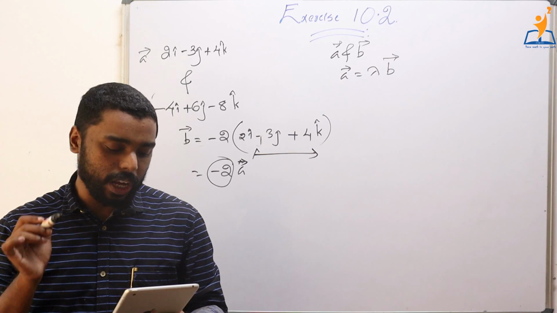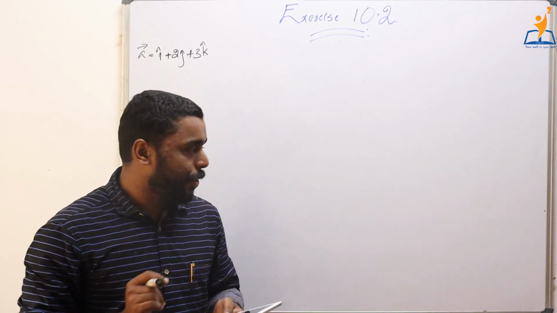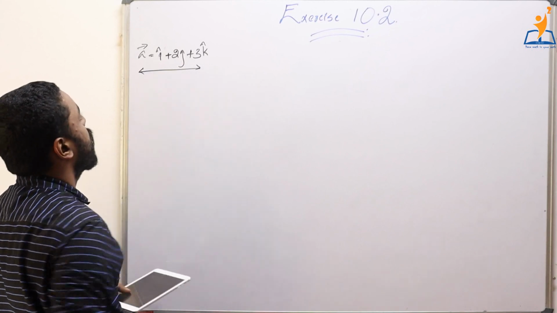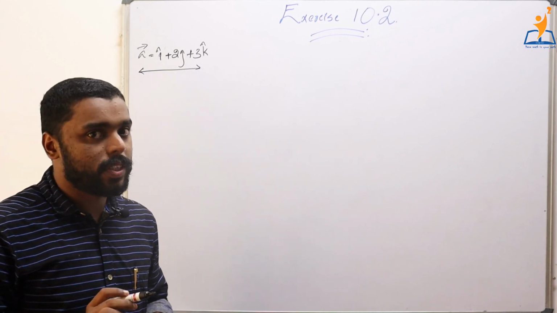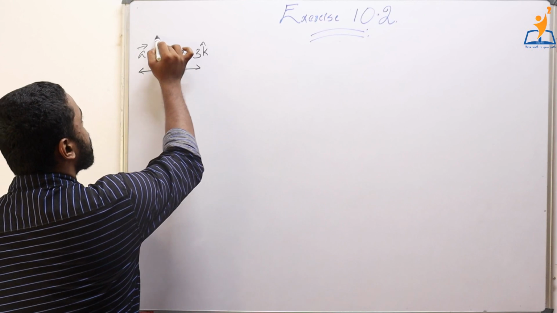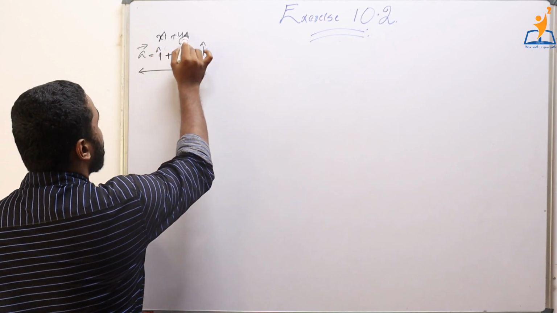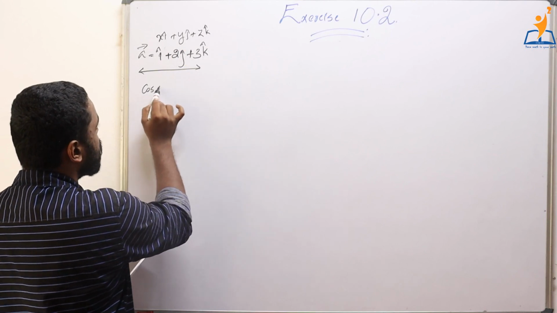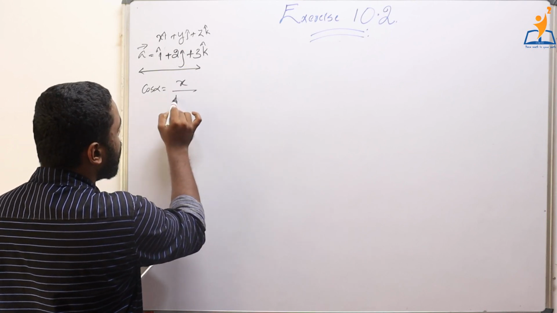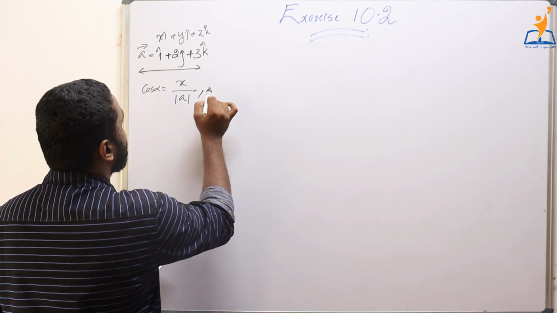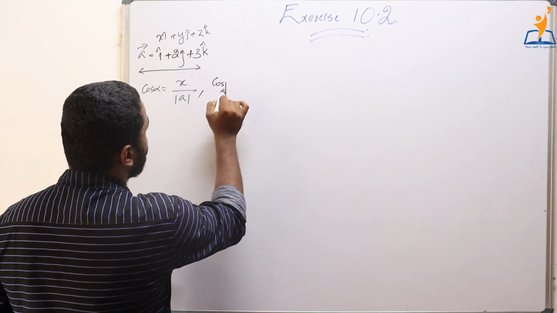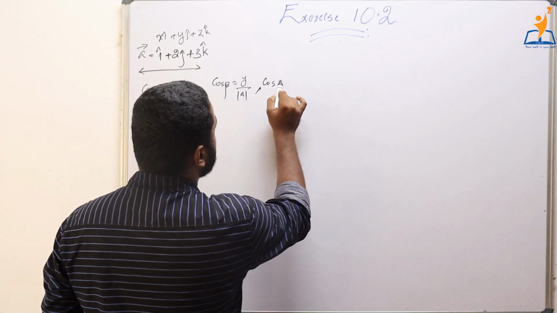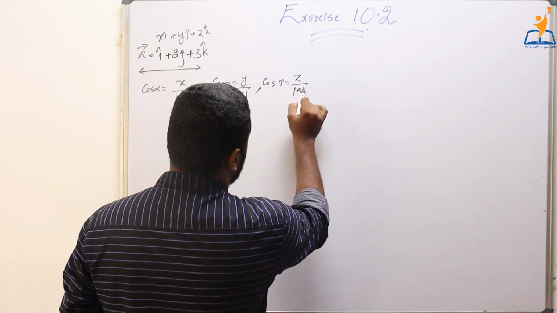Now we shall move to the next question. The 12th question is, find the direction cosines of this vector. We know that for any vector xi cap plus yj cap plus zk cap, the direction cosines cos alpha is nothing but x by modulus of a, and cos beta is equal to nothing but y by modulus of a, and cos gamma is nothing but z by modulus of a, right?